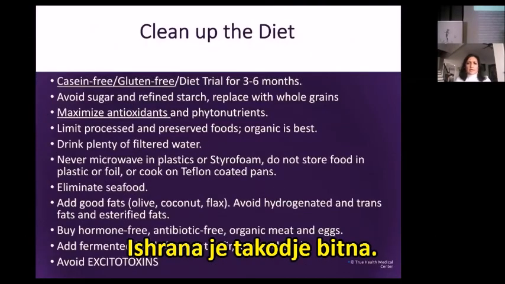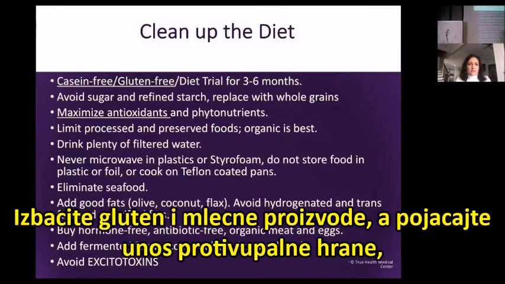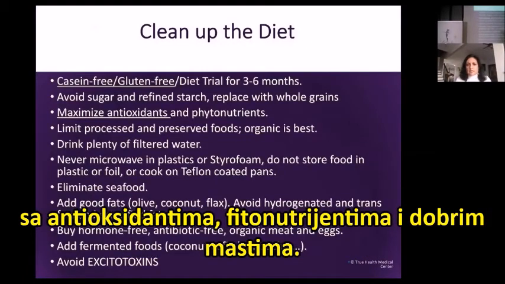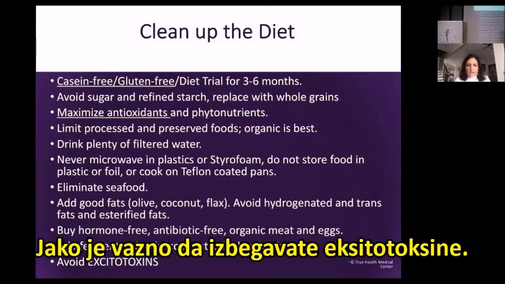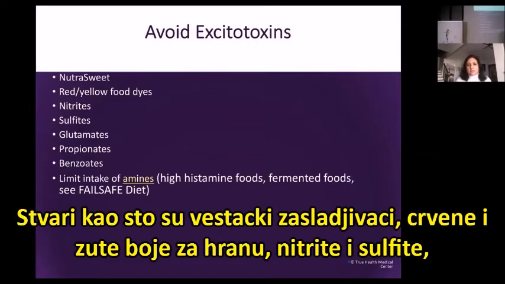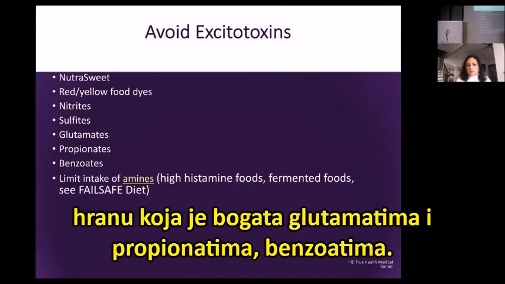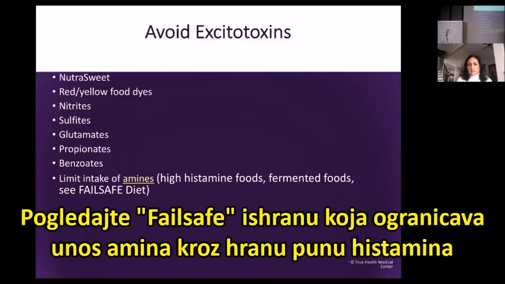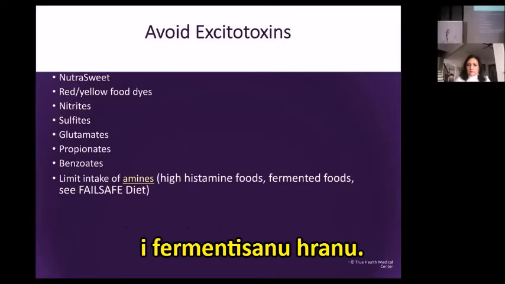We also want to work at the diet, dairy-free, gluten-free diet. We want to maximize anti-inflammatory rich foods like antioxidants and phytonutrients and really good fats. And then really, really try to avoid excitotoxins. Things like NutraSweet or aspartate, red and yellow food dyes, nitrites, sulfites, foods that are high in glutamates, propionates, benzoates. And take a look at the fail-safe diet. These are the high amine foods, the high histamine foods, and fermented foods.